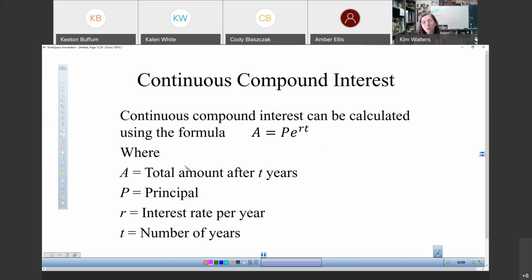So notice there is no N here. So if it says continuously compounded, then this means there is no N. Okay, so N's not equal to anything, so we don't have to worry about N, okay? A is still our total amount or our accumulated value. P is still our principal. R is still the interest rate. Remember, we've got to make this a decimal. And T is still time in years. E is that lovely little thing we've just been talking about, okay? So let's look at a problem.